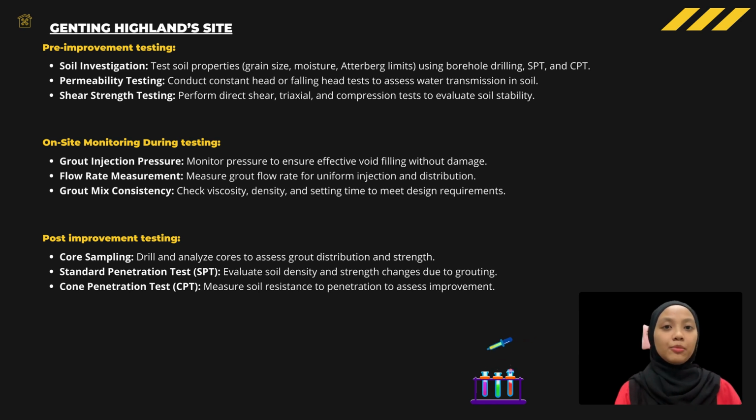Moving to the testing and monitoring procedures implemented for both sites. For the Genting Highlands site, there are three stages of testing: pre-improvement testing, on-site monitoring testing, and post-improvement testing. For pre-improvement testing, do the soil investigation to test soil properties like grain size, moisture, and Atterberg limits using boreholes, drilling, SPT, and CPT.